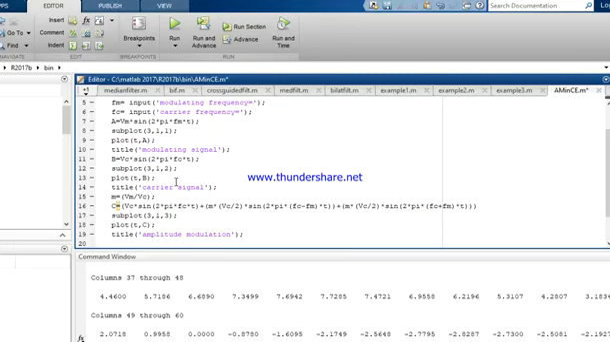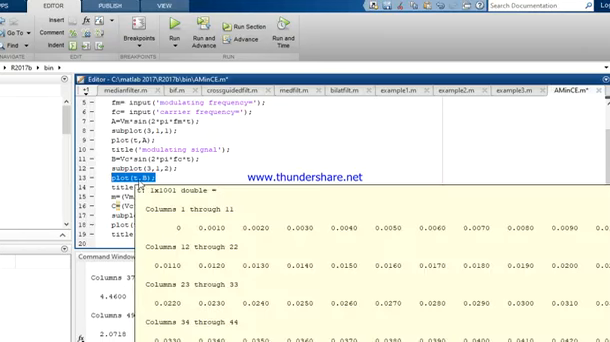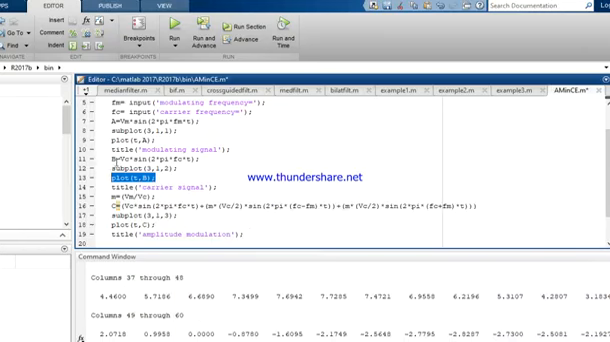Now we can put the plot command. In the plot command, we specify which value will be on the x-axis and which on the y-axis. So plot of t comma b, where t is the x-axis, the time period, and on the y-axis we plot the value of b, that is our carrier signal, the total final carrier signal.